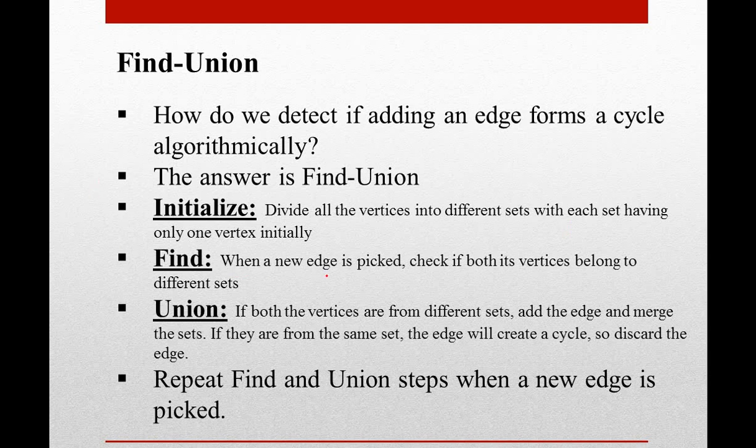And the next step is find. When you pick a new edge to add to the MST, you need to check the belongingness of each of its vertices. If they belong to 2 different sets, then that is where the union step comes in: you add that edge and merge these sets. If the vertices of the edge being added are from the same set, that means it causes a cycle, so you have to discard it, reject it. We repeat these find-union steps every time we pick an edge and try to add it to the MST. So let's see how it exactly works.